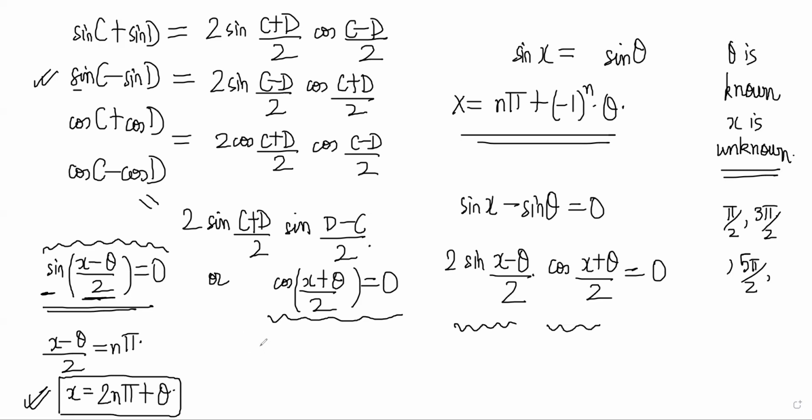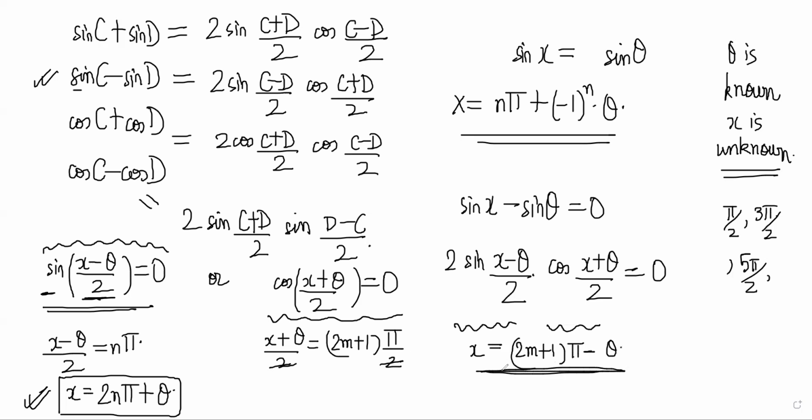2n plus 1 pi. So it will be something like x plus theta by 2 should be, we will not use the same n, we can say (2m plus 1) into pi by 2, right? And 2 gets cancelled and you're getting x is equal to (2m plus 1) pi minus theta. So the two possible sets of answers for us are even multiple of pi plus theta and odd multiple of pi minus theta, right? Do you understand what I'm saying?